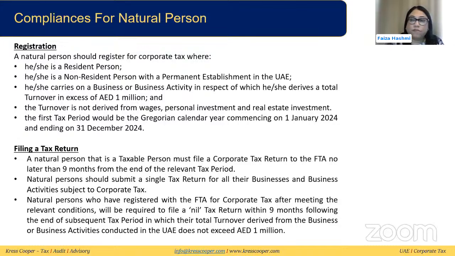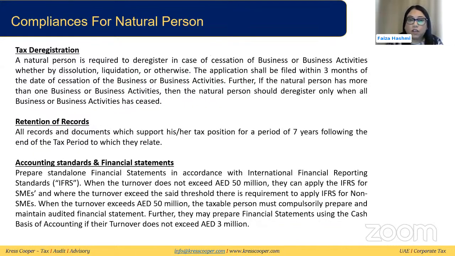So, for example, filing of the tax return: you will need to file a tax return as a natural person. The first tax period would be January 1st, 2024 to 31st December 2024. Accordingly, within 9 months you will need to file a return, which would be by September 2025. There would be one single tax return for all the businesses of a natural person. And if you're already registered and subsequently you're not crossing this turnover limit, you will need to file a nil return. The deregistration clauses will also apply to you just like a juridical person.